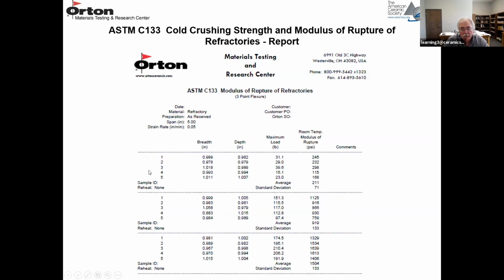The ASTM test calls for an average of 5, whether it's compression or a 3-point bending. That's probably inadequate, but that's what the test calls for.